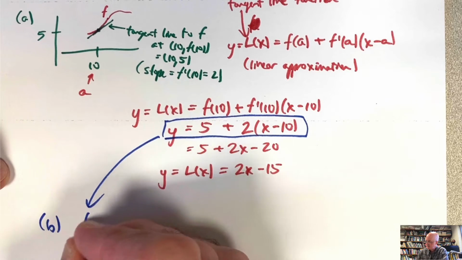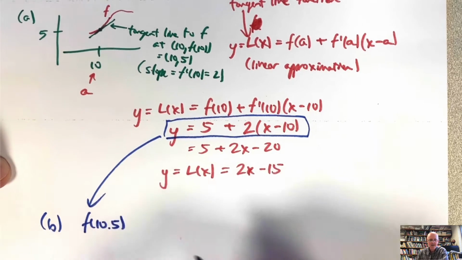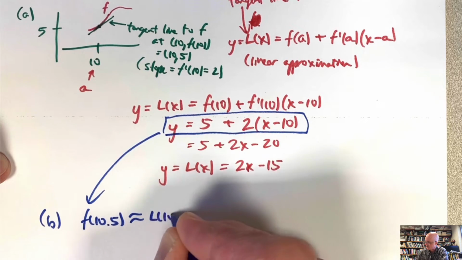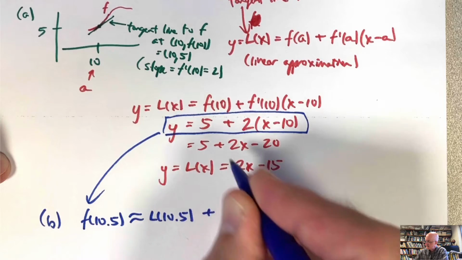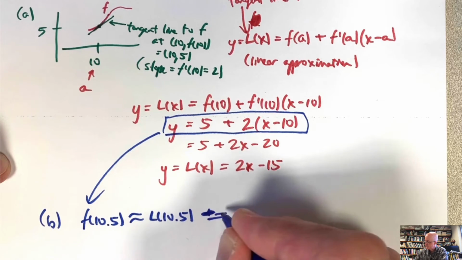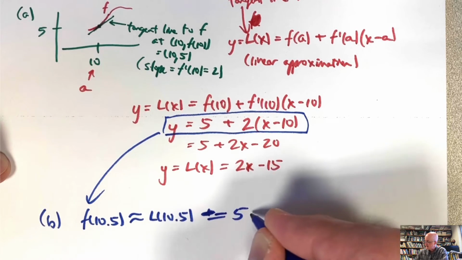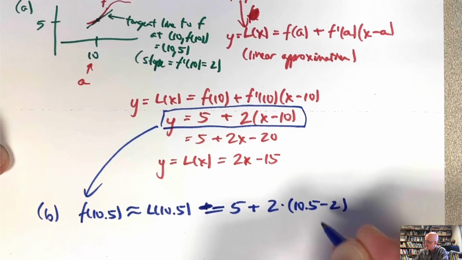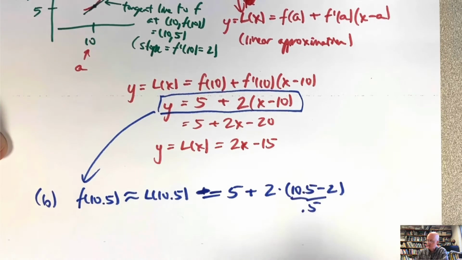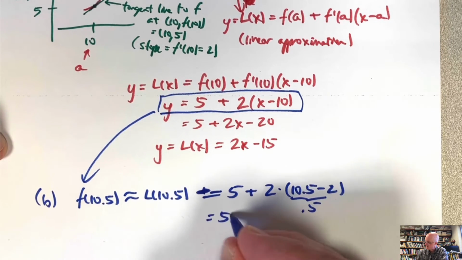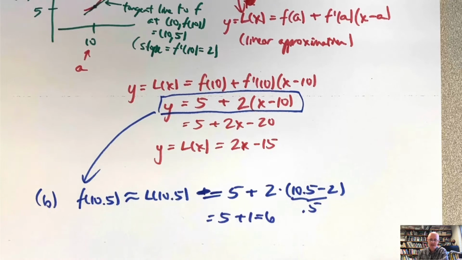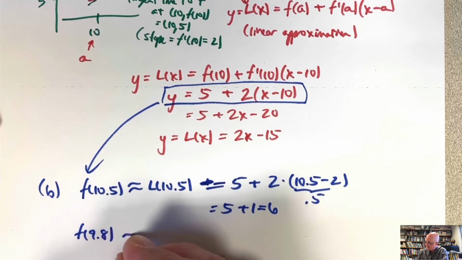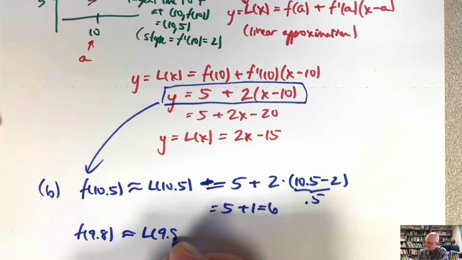So f of 10.5, let's use an approximately equal sign, is approximately L of 10.5. If I plug into this equation, using an equal sign now, I get 5 plus 2 times 10.5 minus 10. That's 0.5. 2 times 0.5 is 1. We get 5 plus 1 is 6. That would be the answer there. f of 9.8 is approximately L of 9.8.